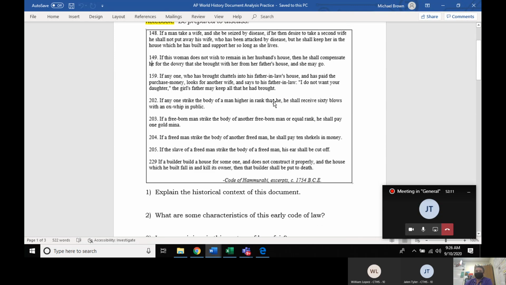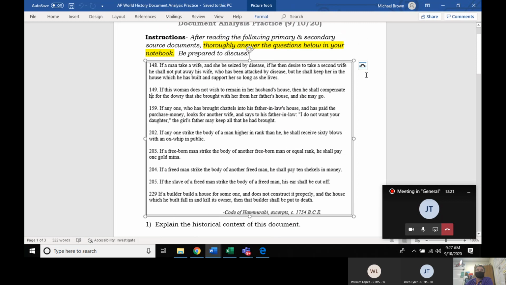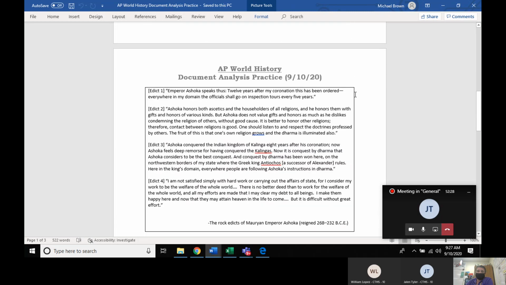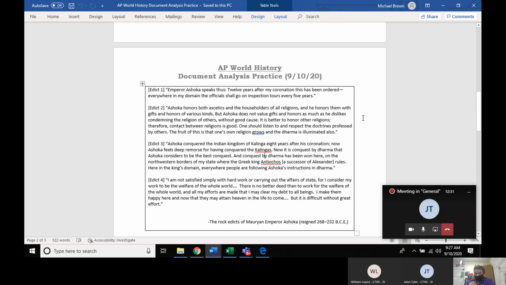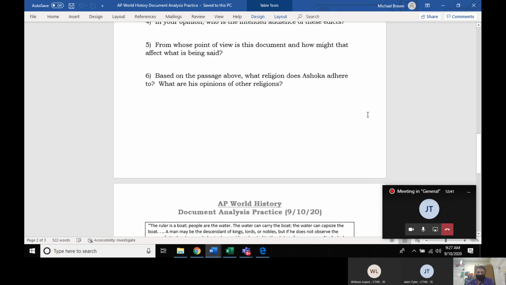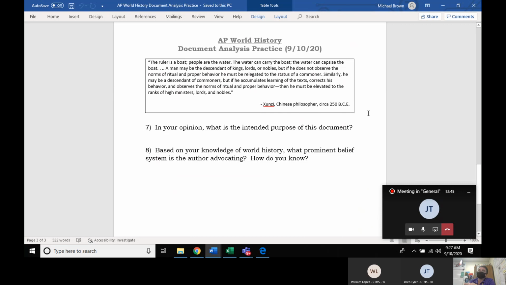So we've got three documents. The first is an excerpt from the Code of Hammurabi, 1754 BCE. This is something you should have come across to some extent at some point during my River Valley Civilizations lecture. The next one is from some edicts of the Mauryan Emperor Ashoka. You had some reading over the Mauryan Empire. You should have taken some notes. Ashoka was mentioned quite a bit. The third and final one is pretty short. It's from Xunzi, a Chinese philosopher, circa 250 BCE. He's not necessarily the founder of any one philosophy, but he definitely advocates one more than most.